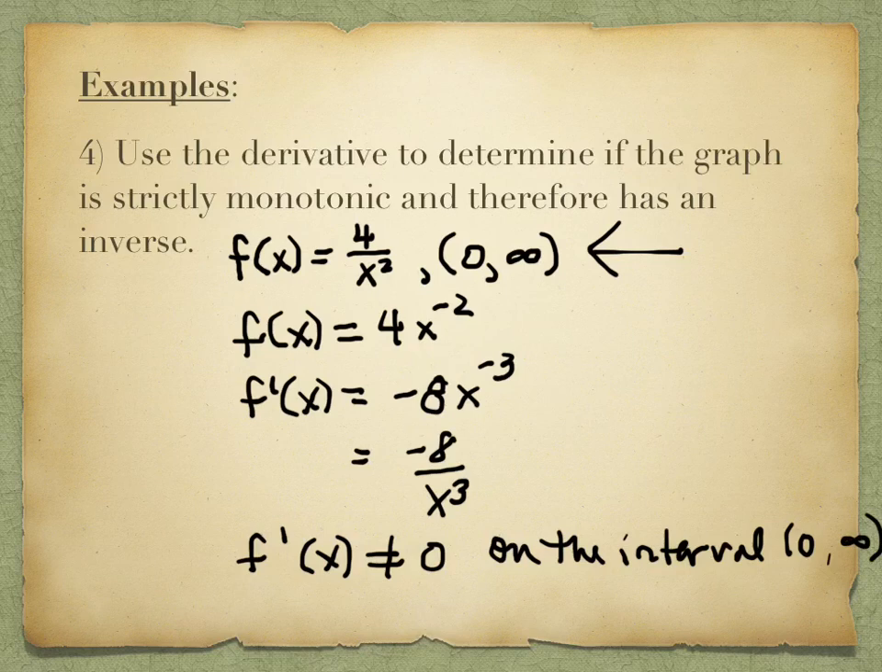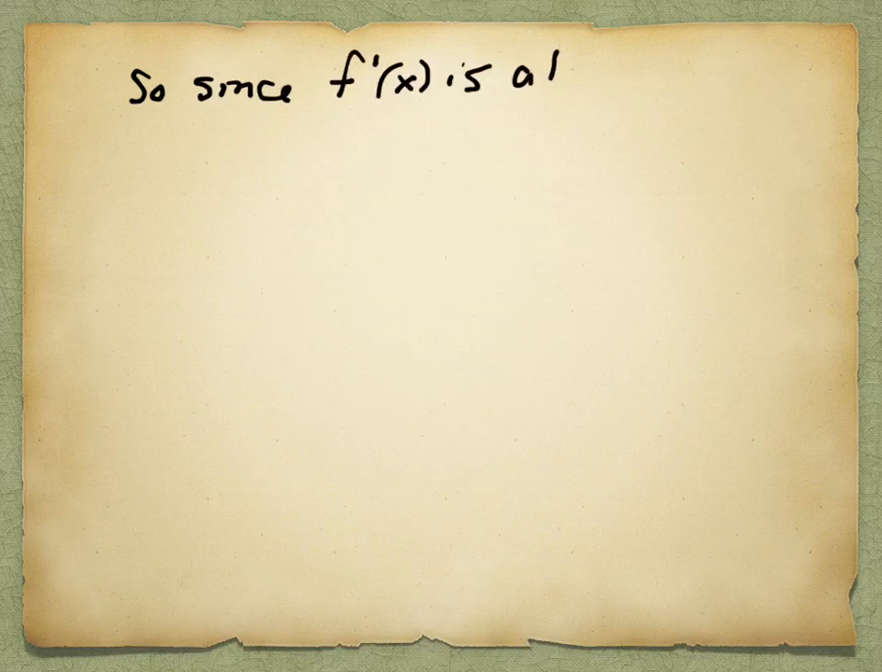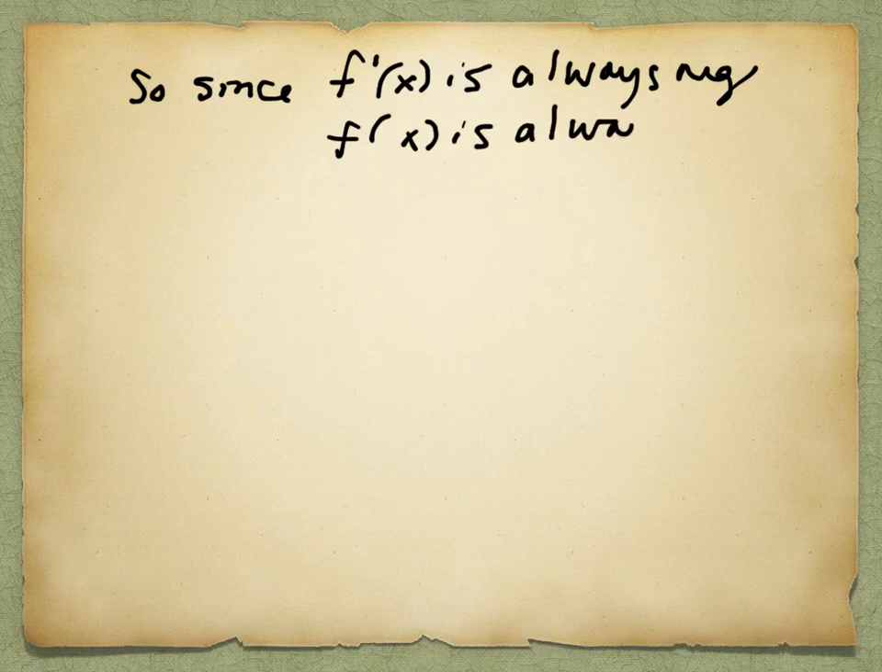We also established that it was always negative on that interval. F prime of x is negative on 0 to infinity. What does it mean if a derivative is always negative? The original function is decreasing. You guys remember that from when you learned about concavity, maximums and minimums, and inflection points back in Calc 1? All right, that's a good feature here. So since f prime of x is always negative, f of x is always decreasing.